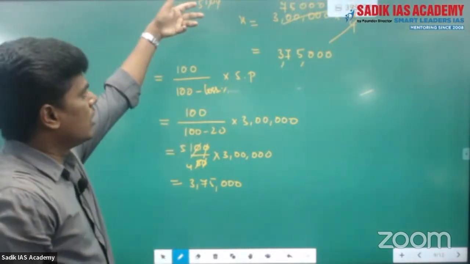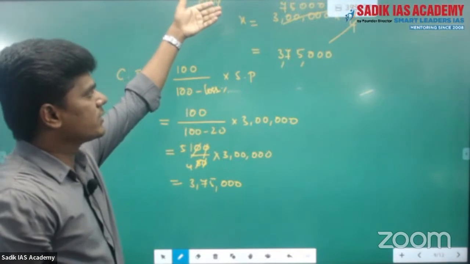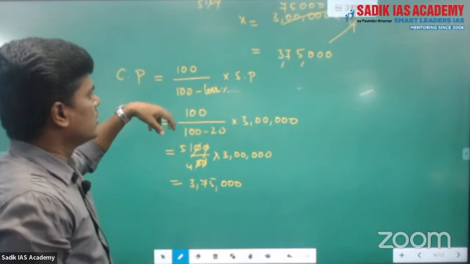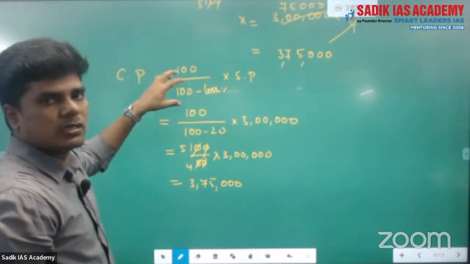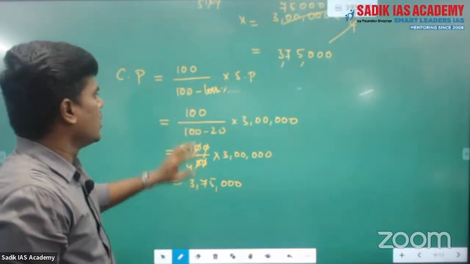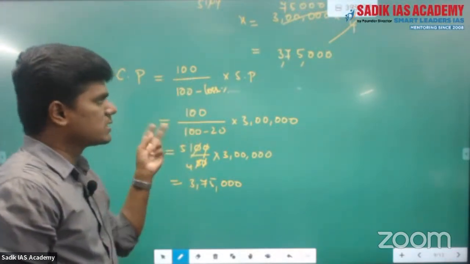This is the other way. Based on my understanding, I applied the percentage concept and found the answer. This is the formula we use in profit and loss: since it is loss percentage, we can use that formula and get the answer. This is the other method.